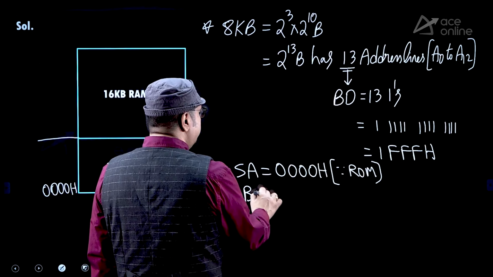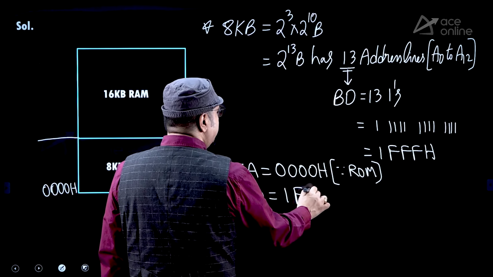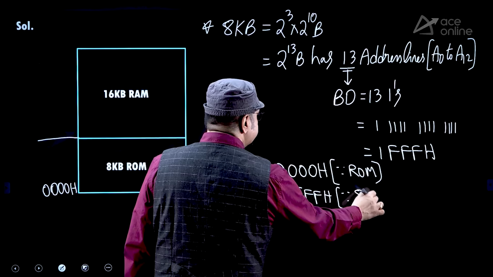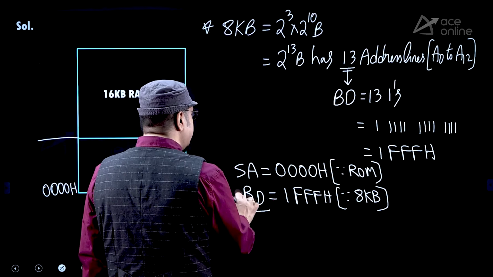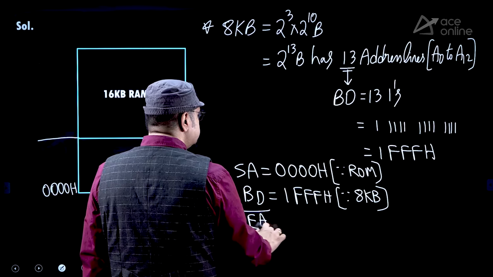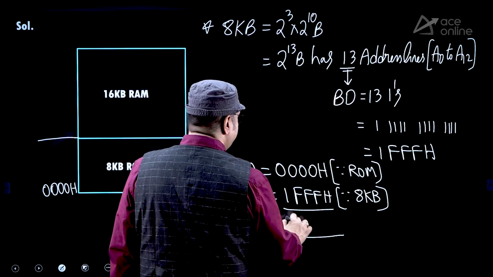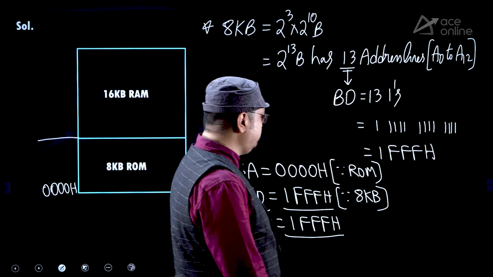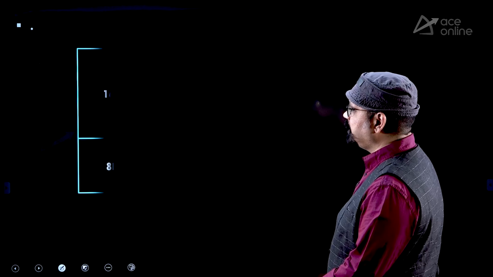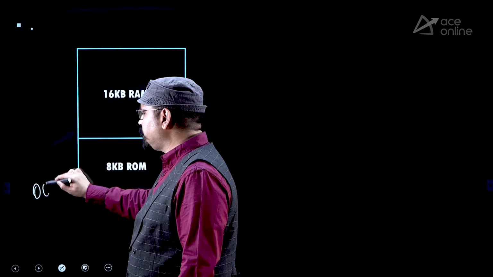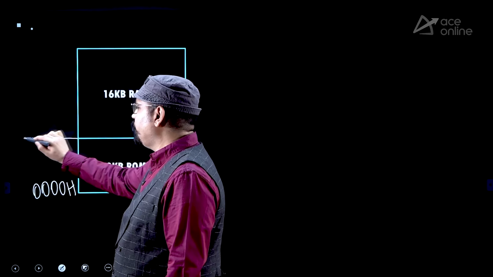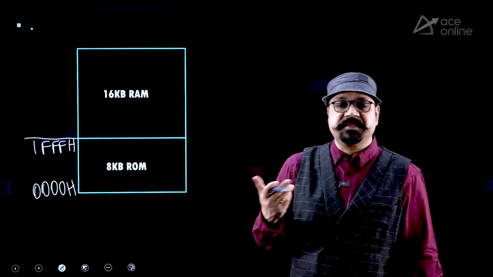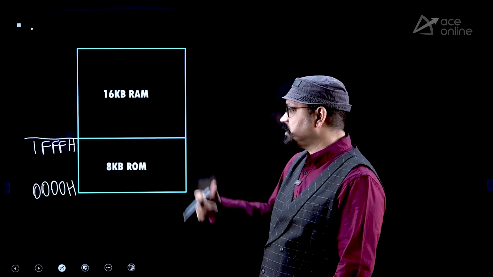What is the byte difference? Because it is 8 KB, we calculated it as 1FFF. Let me write the reason it is 1FFF: 8 KB, though any other size can be given. So you add the starting address and the byte difference, and you will get the end address of that memory. What is that number? 1F hexa, so 0000 hexa to 1FFF hexa is the address range or address space of this given ROM.